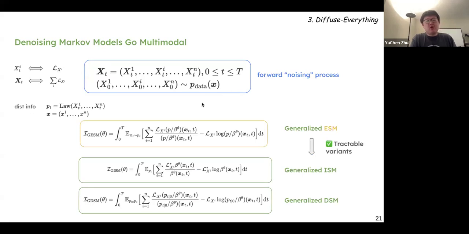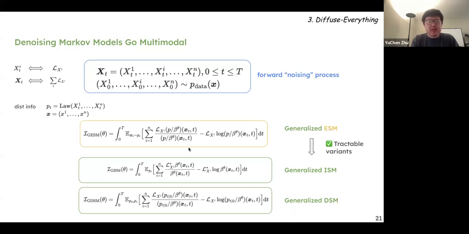Now to learn this model, mimicking what we've seen for denoising Markov models, we need to learn some distribution, the whole PT. Now it's the joint distribution of all these n different elements. And by slightly modifying the proof, we'll be able to derive the loss we need in order to learn this multimodal denoising Markov model.